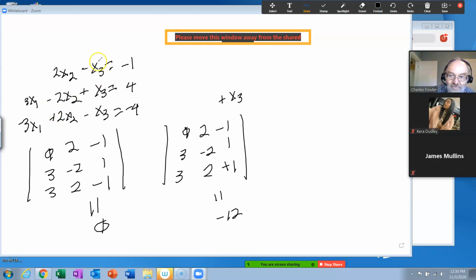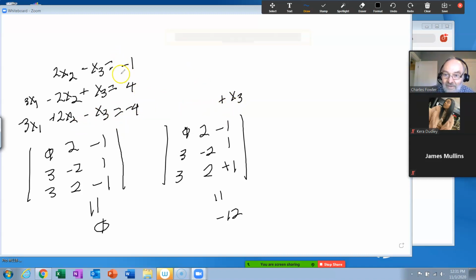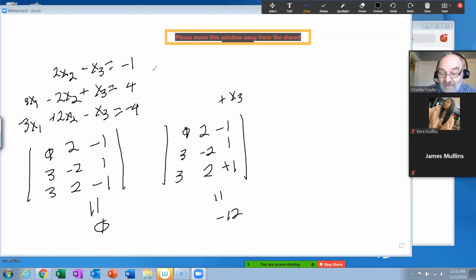So this one does have a unique solution when everything else is the same except that minus x3 becomes a plus x3. Everything else is identical, then that will have a unique solution. Why does it have a unique solution? Because the determinant is not 0. The determinant of the coefficient matrix is not 0.